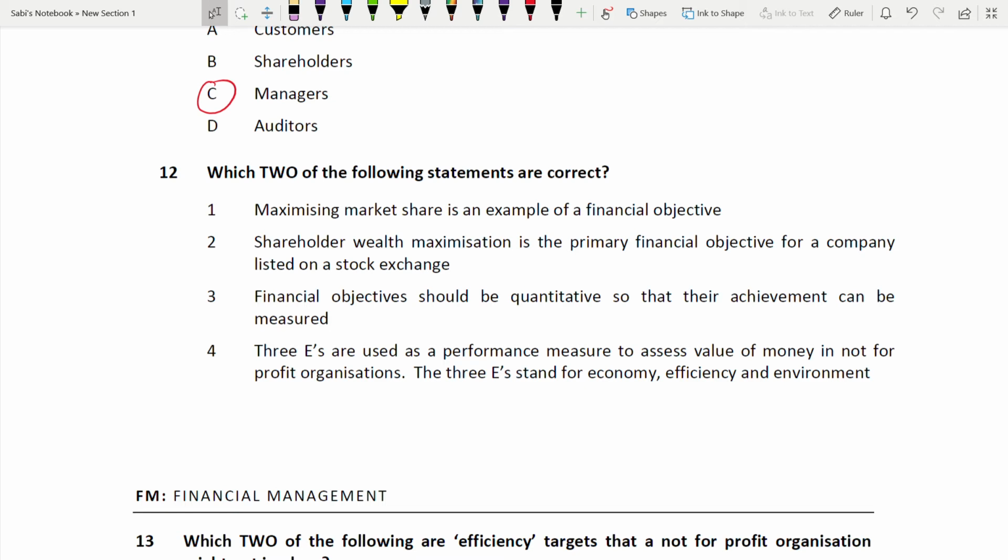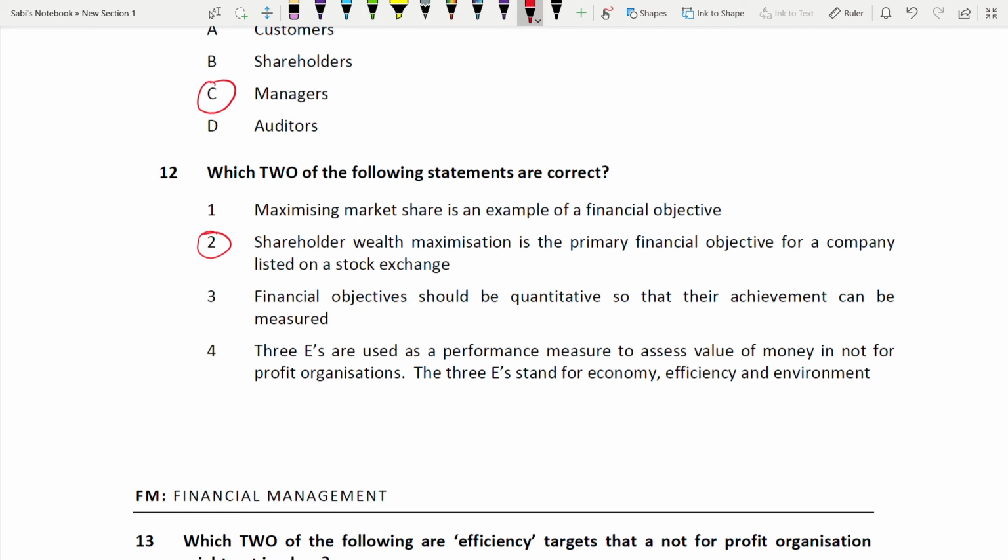2, shareholder wealth maximization is primary financial objective for a company listed on the stock exchange. Yes, it is the primary financial objective. So for now, 2 is the answer. 3, financial objectives should be quantitative so that the achievement can be measured. Is it so? Do you think? We'll read 4 also. The 3 E's are used as a performance measure to assess value for money in not-for-profit organizations. Till here it's correct. The 3 E's stand for economy, correct, efficiency, correct, environment. Here the statement goes wrong.